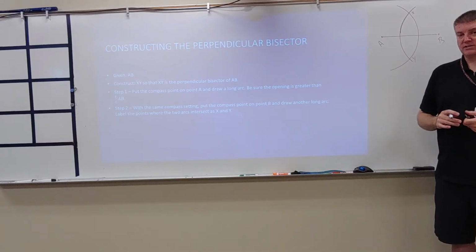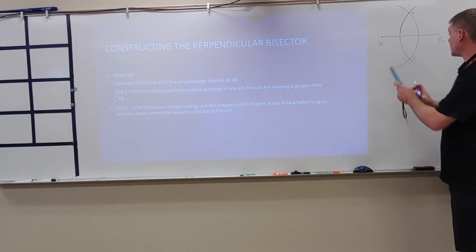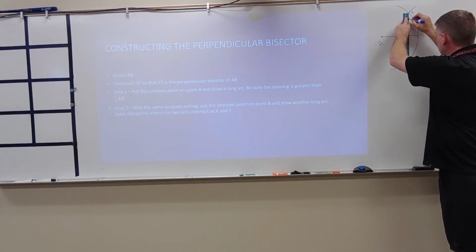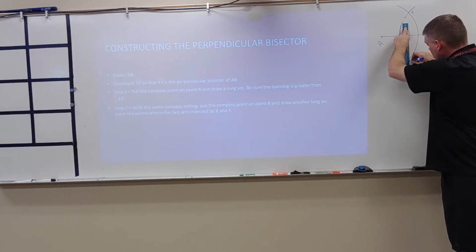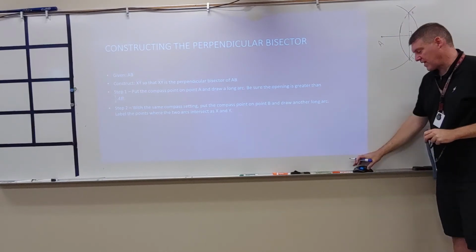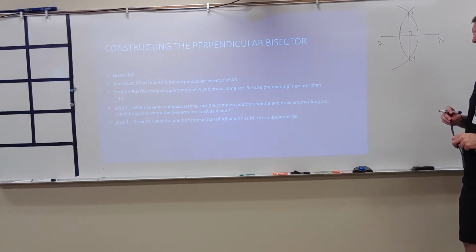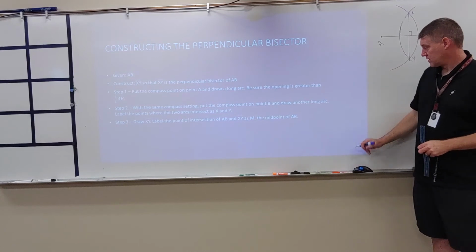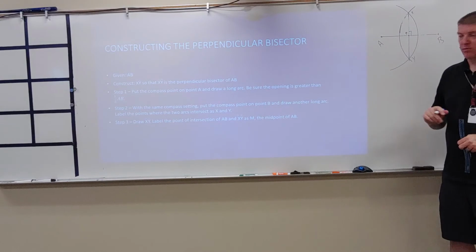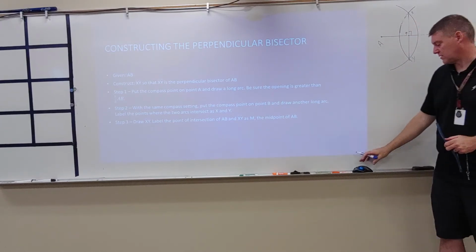Now, where those arcs intersect, I'm going to create a line between them. And that line is going to be our perpendicular bisector. All right. So it's going to intersect here at M, which is the midpoint. So I've now found the midpoint of AB. I found the perpendicular bisector.